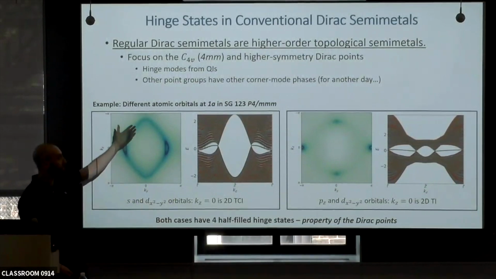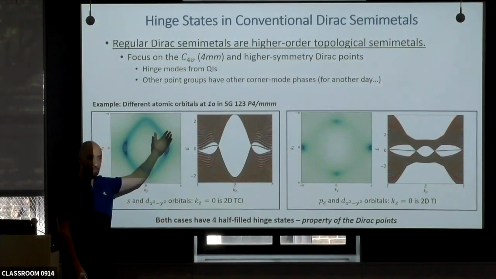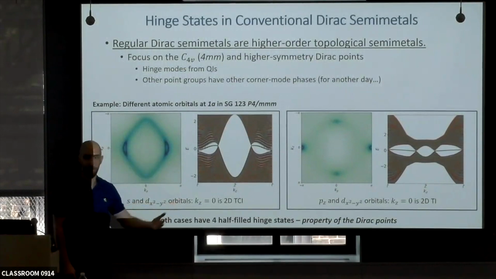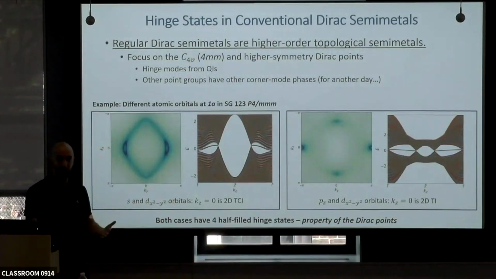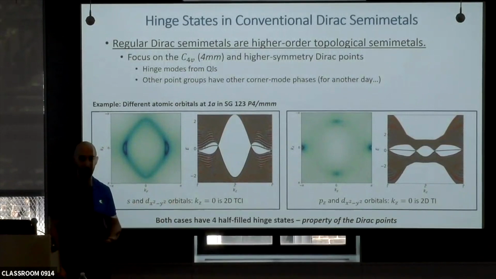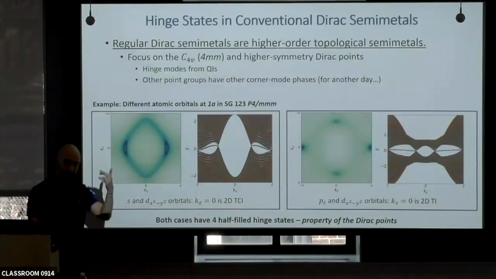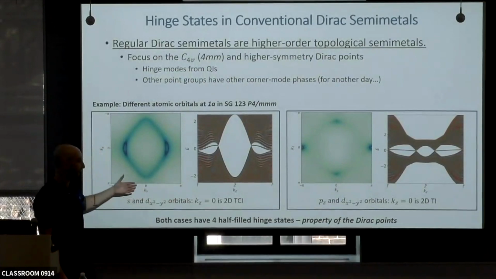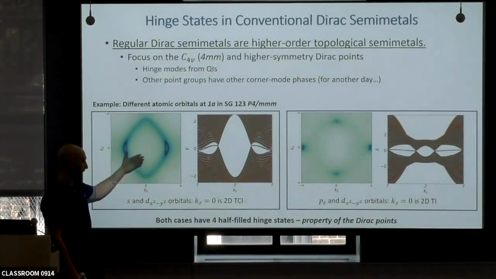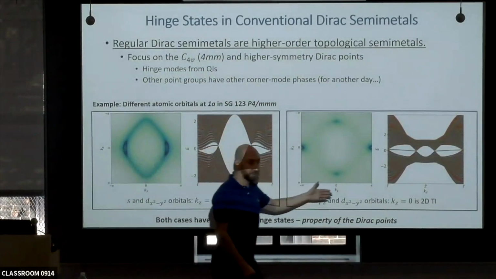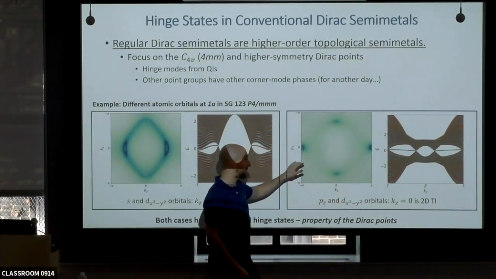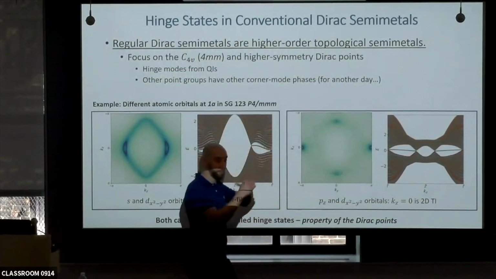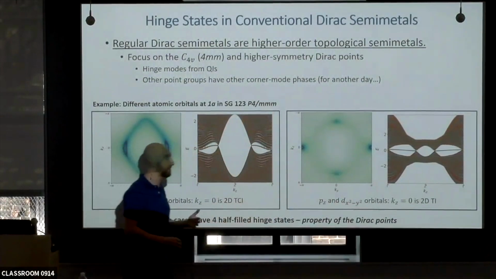For the purposes of this paper and talk, we focused on the C4 ones because they have this connection to the quadrupole. But in preliminary work, it's quite clear that this applies more generally to all the Dirac points that you would find along these high symmetry lines. And so to emphasize this, one thing you can do is place different orbitals in the same symmetry. So here I have some Dirac semimetal where I put S and D orbitals, and I get these TCI surface states, this is one from before. And I can put PZ and D orbitals in the same model, and I can get some TI surface states. So these are two differently classified Dirac semimetals, but they have the same number of hinge states.